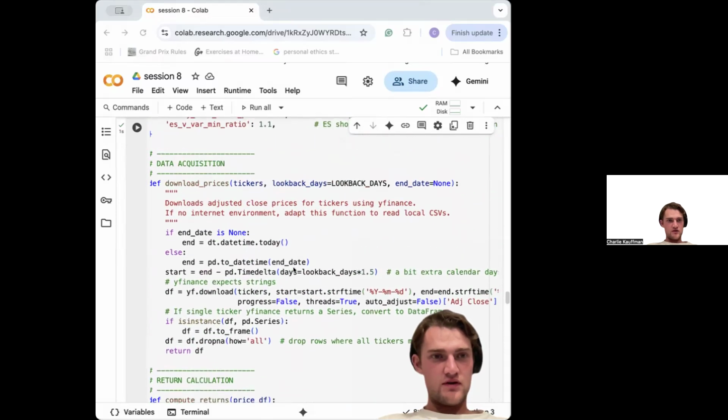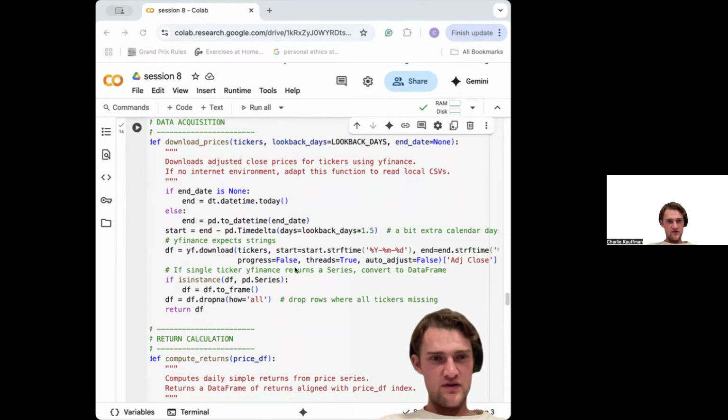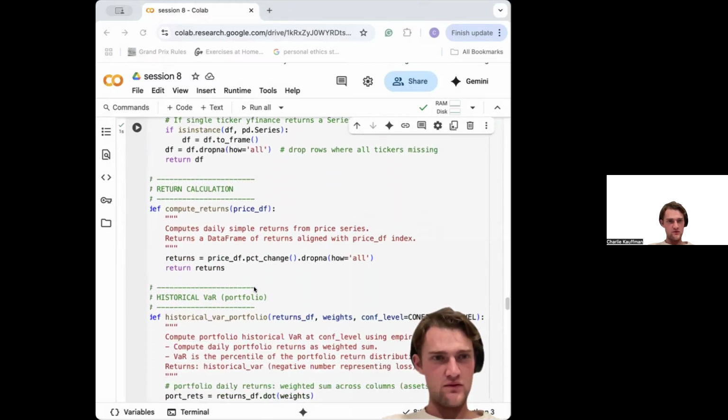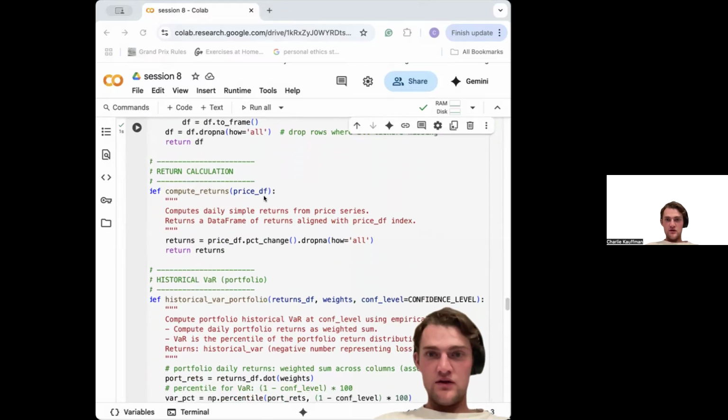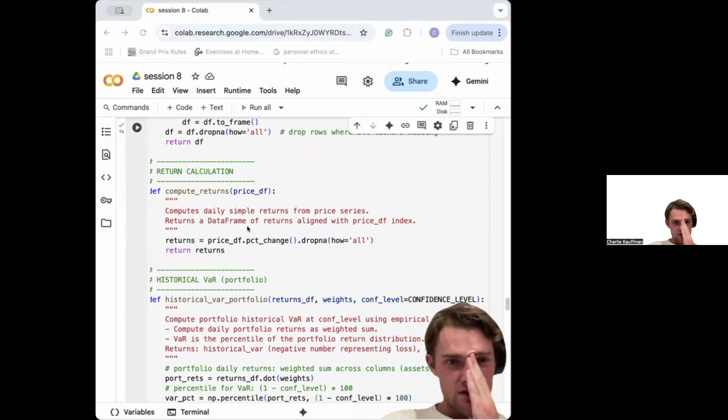So moving on, I don't think I really need to touch on those. The compute returns function here drops missing values. And this gives us our daily percentage changes for each stock, our return series.